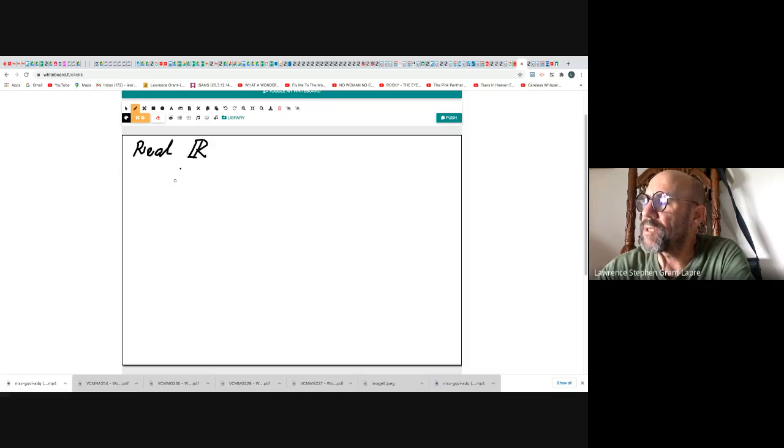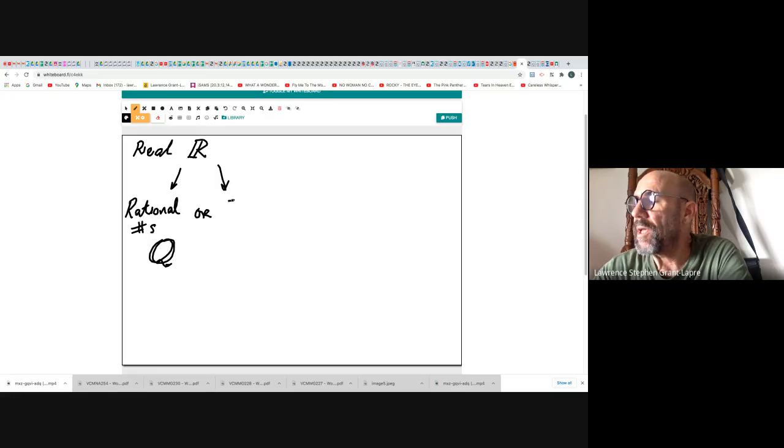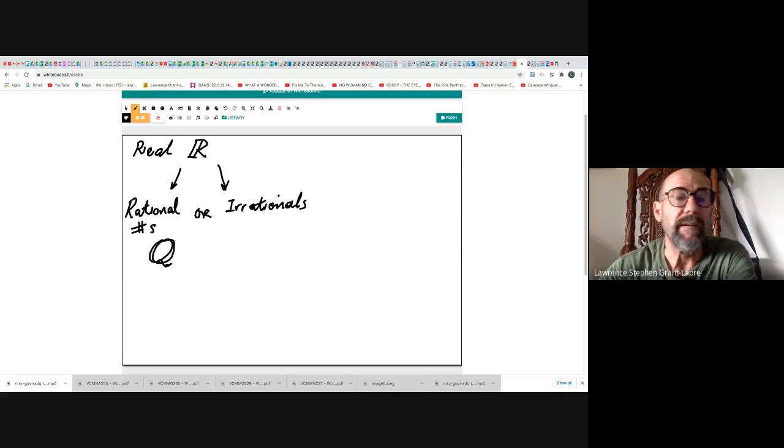But the set of real numbers can be split up into either rational numbers, which are predominantly fractions of integers, and we use double-stroke Q, or irrational numbers, not rational numbers, which cannot be represented like fractions of integers. Now, let's just do that double stroke.